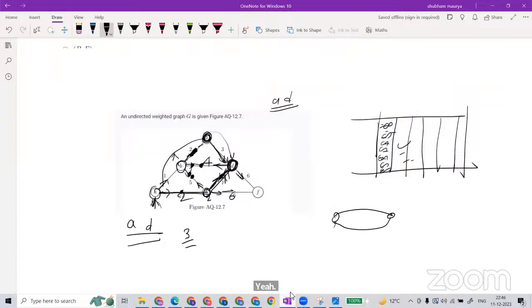Sir, I want to share my screen. I have a question on this, sir. Okay, you can take a screenshot and post it in the chat. I don't think I have access to allow you to share the screen. Yeah, please post it in the chat.